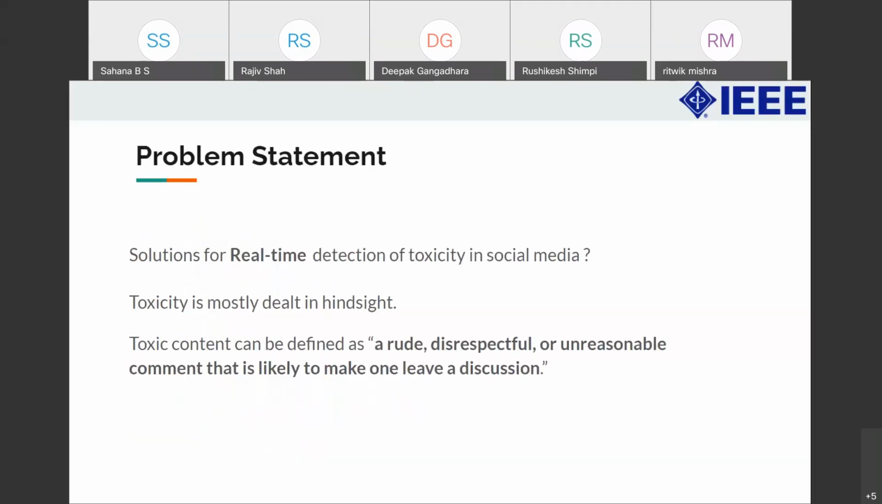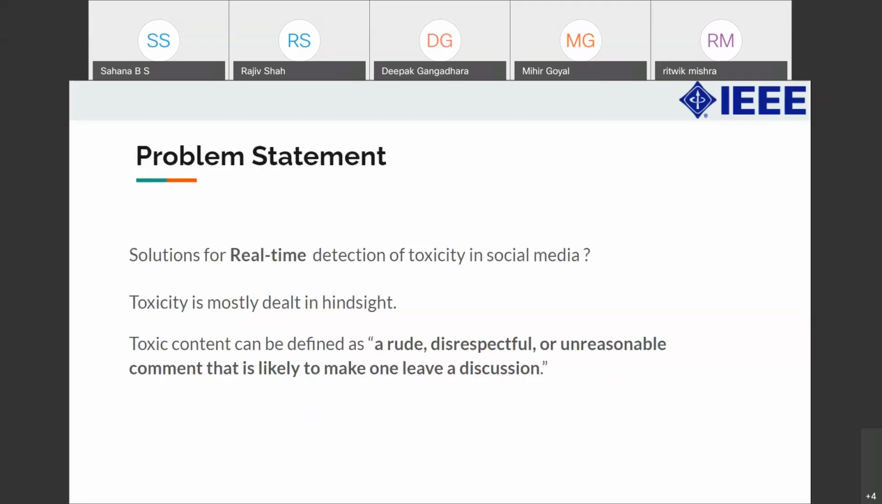So quickly diving into the problem statement, right? Talking about toxicity, how can we define it? In a very generic way, we can say it's a rude and disrespectful way that makes a person leave a discussion. But if we think about how toxicity is dealt with in social media, it's mostly dealt with in hindsight. There's some toxic content and a user who feels it's against his values flags it, and it's left to the discretion of the company to take it out.